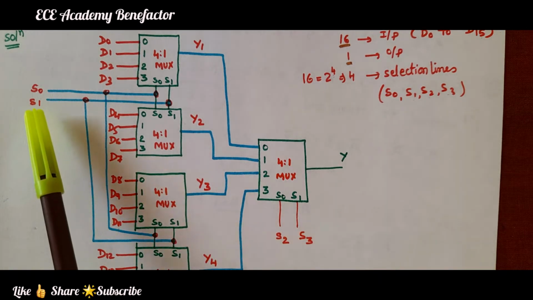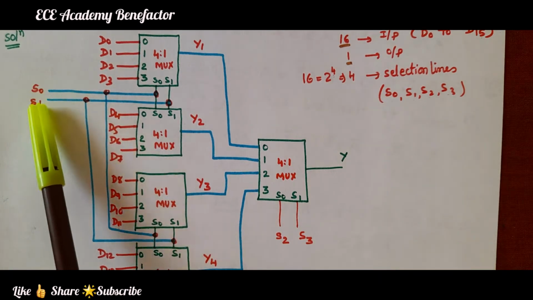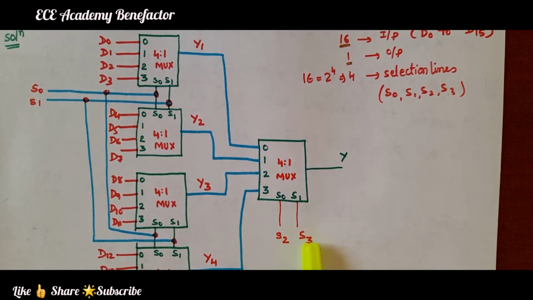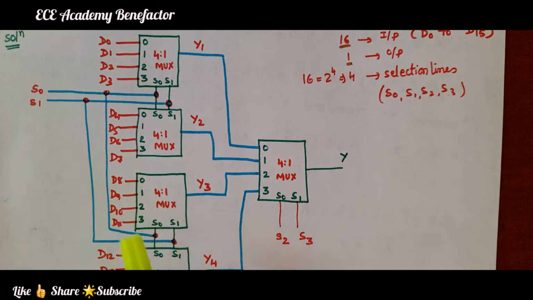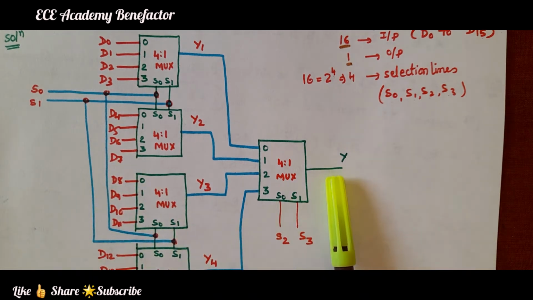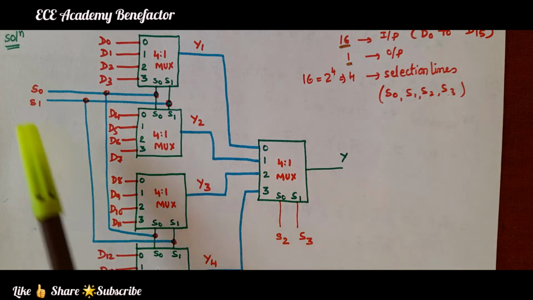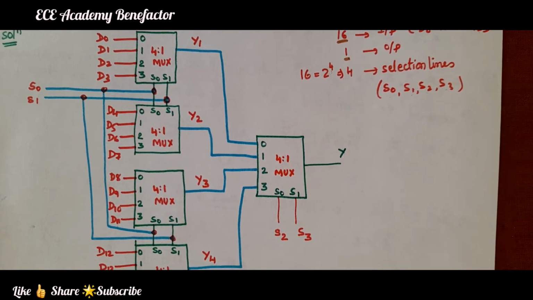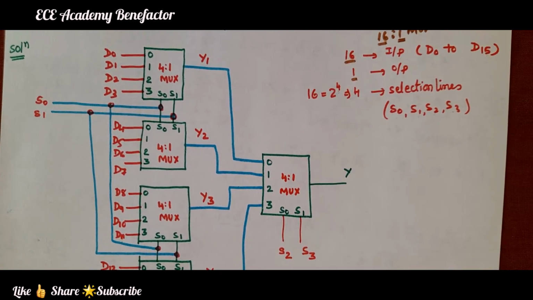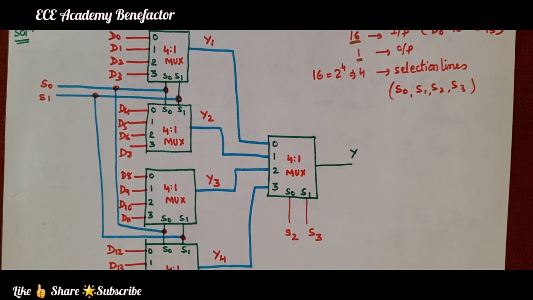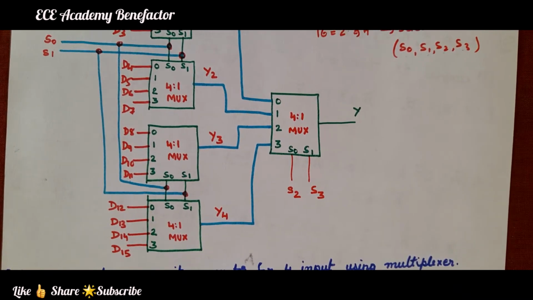So, how many select lines are used here? S0, S1, S2, S3. 4 selection lines are there. Okay. So, this is a 16:1 mux having 16 input lines D0 to D15, one output line and 4 selection lines S0, S1, S2, S3. Okay. This is how we have to implement 16:1 mux using 4:1 mux. I hope this solution is clear.